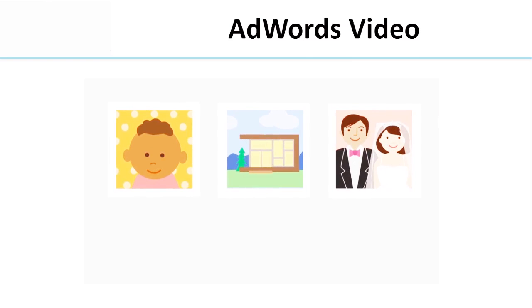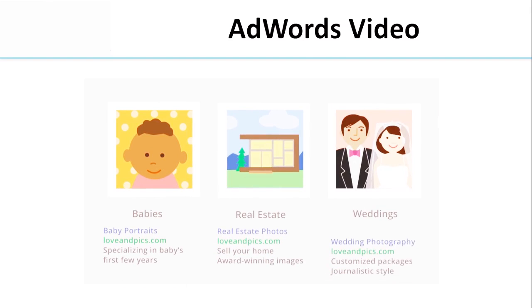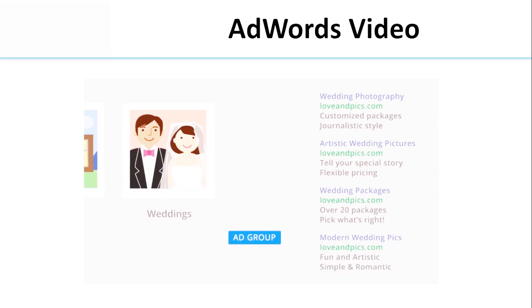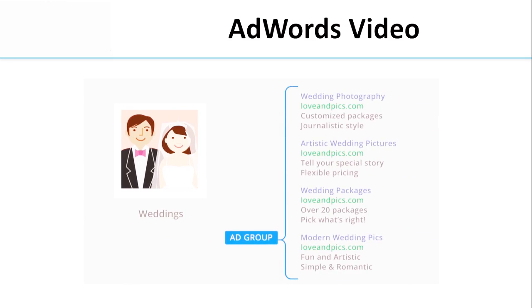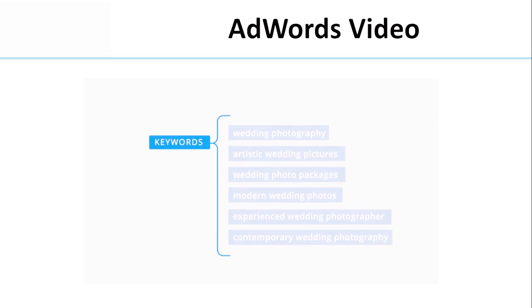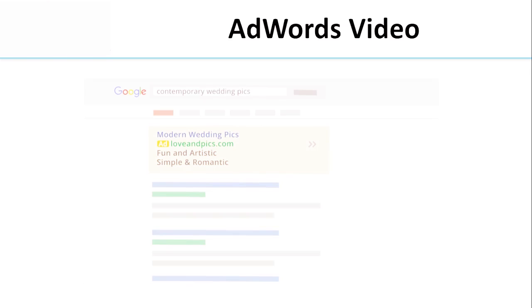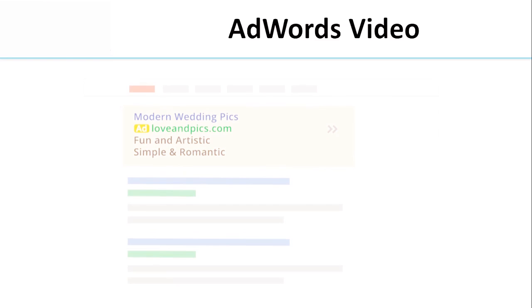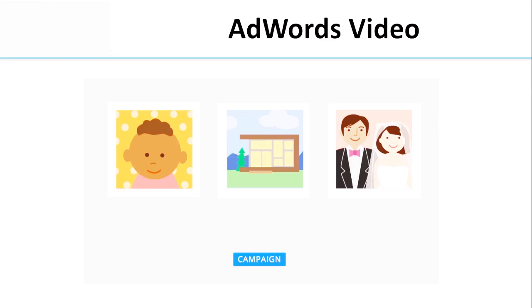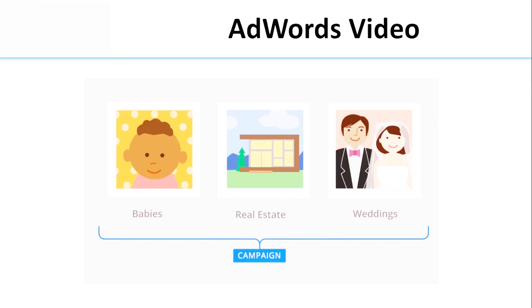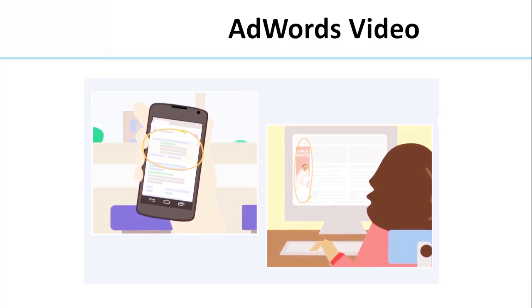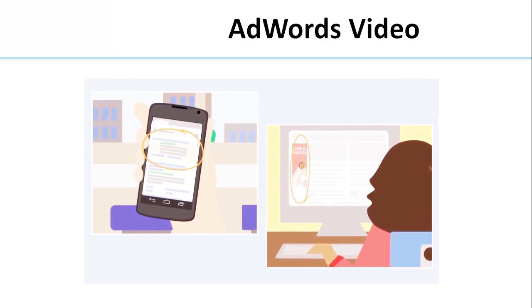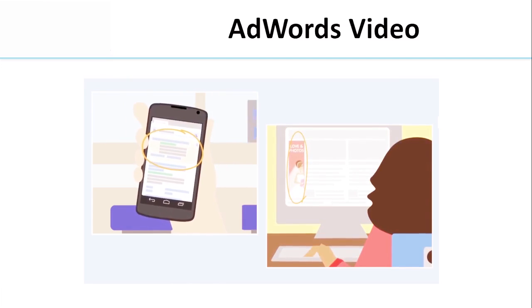Brenda takes 3 types of photos: babies, real estate, and weddings. She uses different ads for each area of her business. Each collection of ads makes up an ad group. Brenda assigns to each ad group the words and phrases that are relevant to that part of her business. These are keywords. AdWords uses keywords to help decide which ads to show to people searching for things online. Brenda's 3 ad groups make up a campaign. The campaign is where Brenda decides big picture things like her preferences for the devices her ads will show up on and how much she spends.